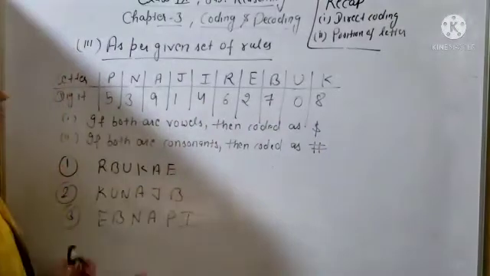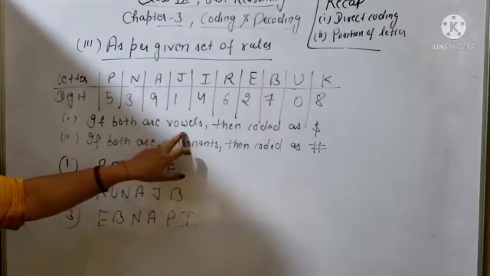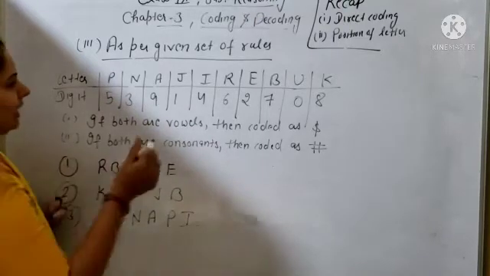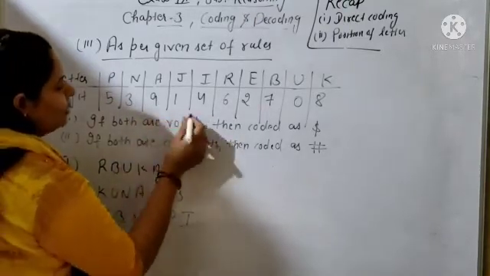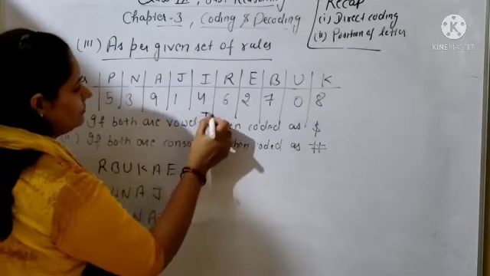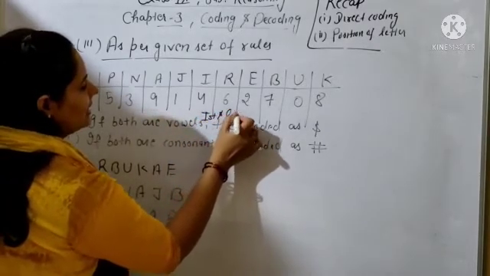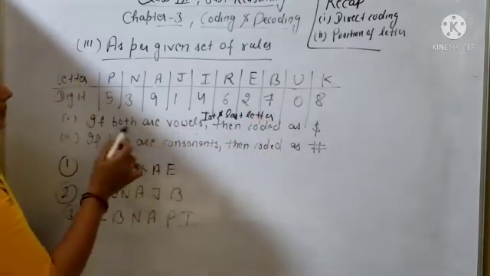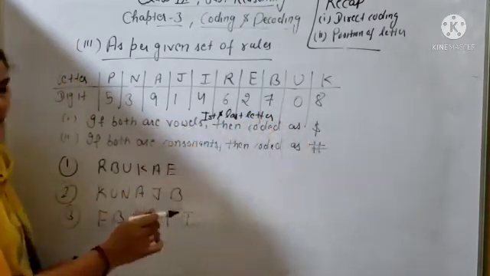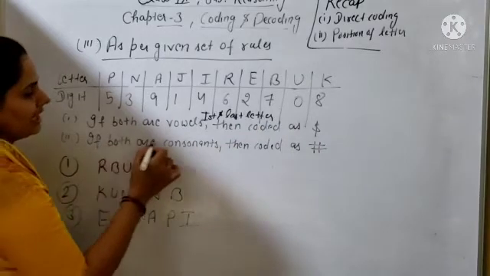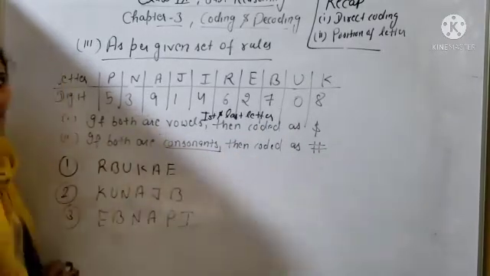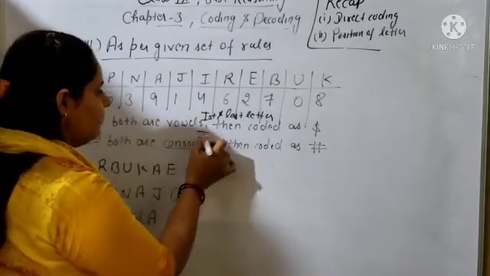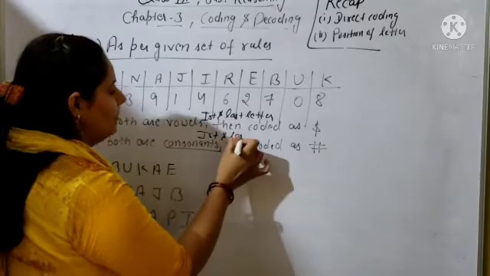After that the question says, if both are vowels, first and last letter. Beta, if both are vowels, first and last letter. If first and last letter both are vowels then you will code as dollar. If first and last both are consonants then you will code as hash. Clear? You will write first and last, both the letters.